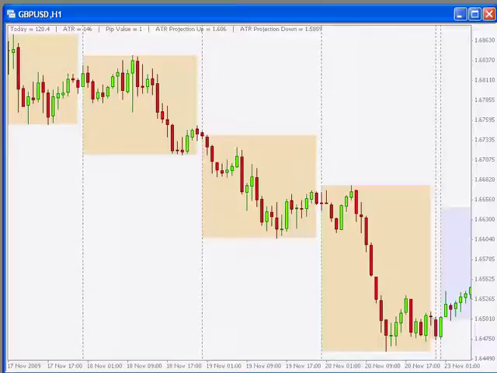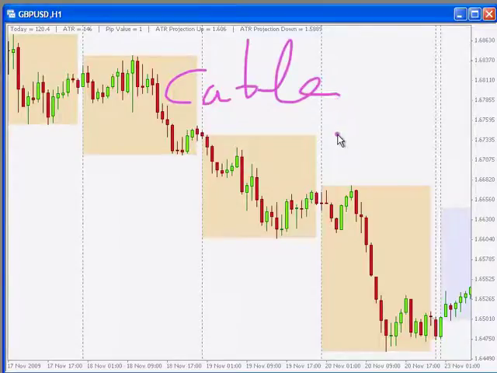Well, just to make sure you fully understand the breakout, pullback, continuation pattern, I'm going to show you another one, this time on the cable. Sorry, the cable is the sterling pound against the American dollar. In case you don't know, forex traders like to give each particular currency pair a nickname, some sort of forex lingo. Cable is the sterling pound against the American dollar.